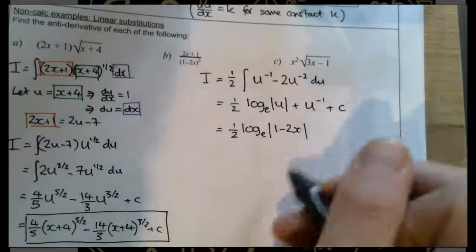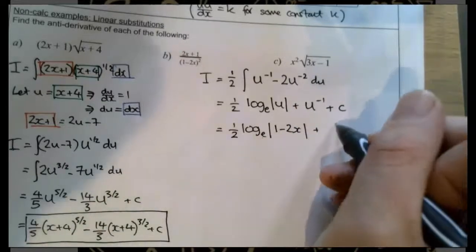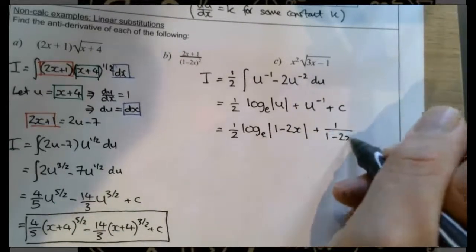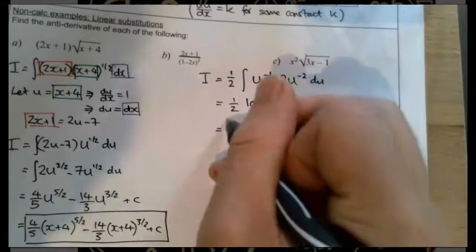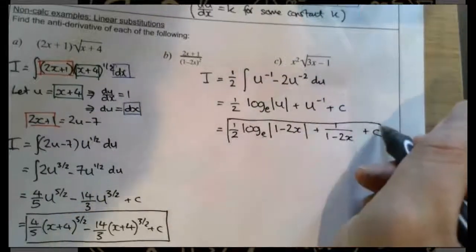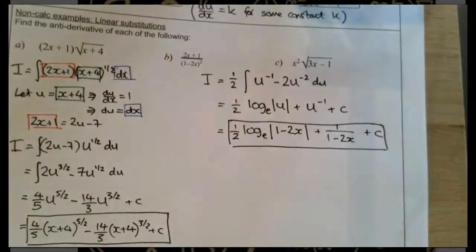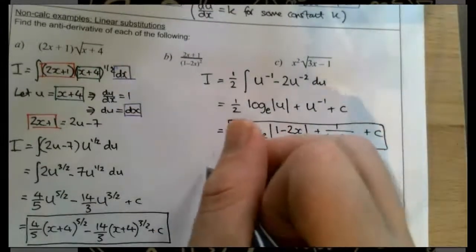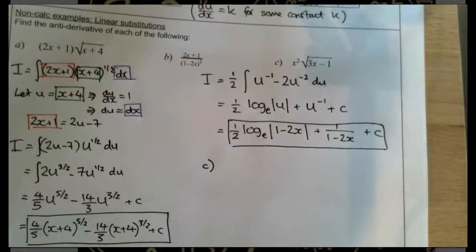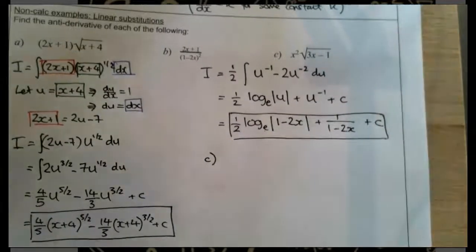Log base e of the modulus of 1 minus 2x, plus 1 over 1 minus 2x, plus c, and that is my final answer. Okay. Last one, part C, and this is where we're done for this video after this point.